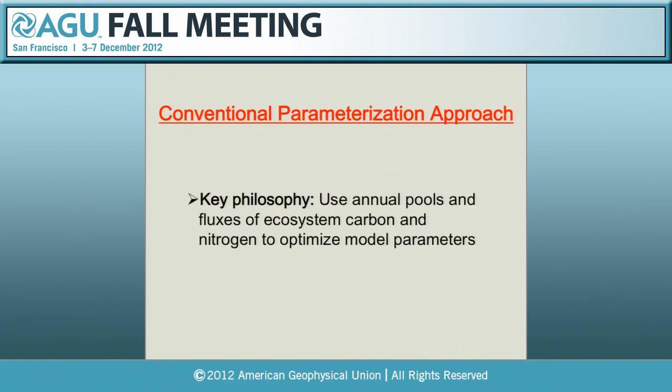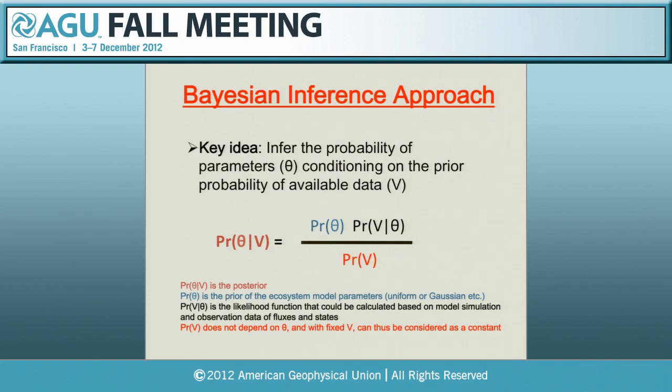You can imagine that if you only use annual fluxes or pools, you probably don't have information about seasonality or interannual variability. Consequently, in the last number of years, lots of research has been ongoing to use higher frequency data, like eddy flux data. You have monthly or daily and even half-hourly data, and the idea is to use such higher frequency data to further constrain your parameters.